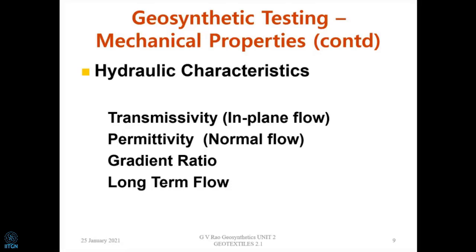Then, of course, when I'm looking at long-term conditions of the flow, is it going to get choked or not? Are all the openings going to be buried or closed? That is what we have to assess. For that, the classical test is going to be the gradient ratio and long-term flow. So the two common things are the transmissivity in in-plane flow and permittivity in normal flow. And most common, whenever we are using it for drainage conditions, we need long-term flow. Gradient ratio is also important, but it's not as common as these.